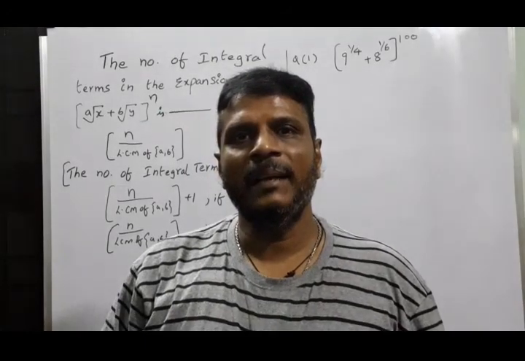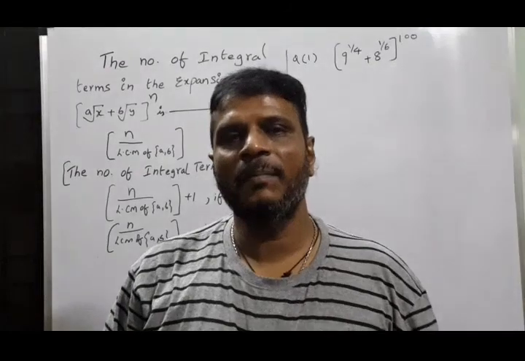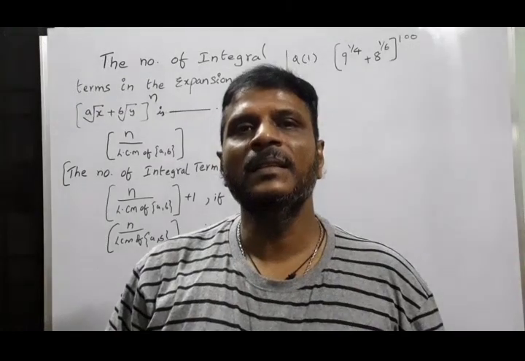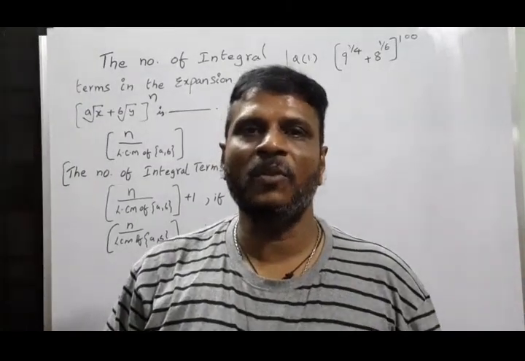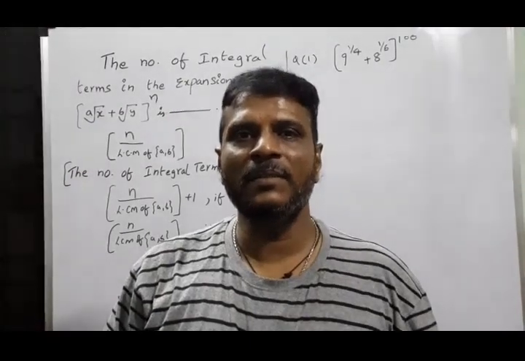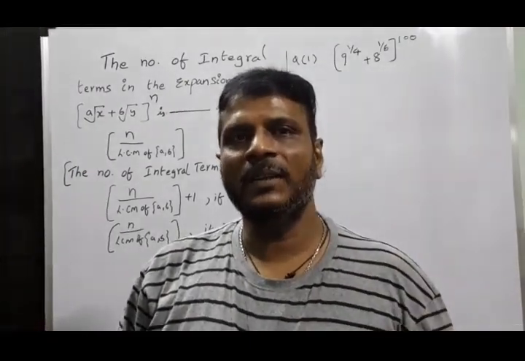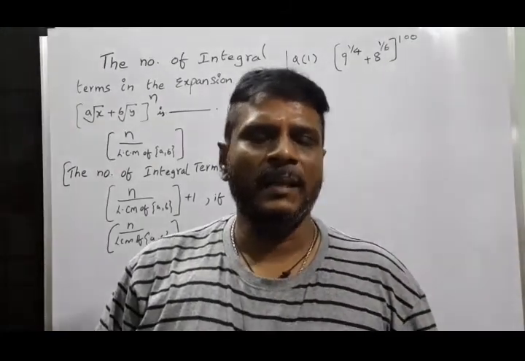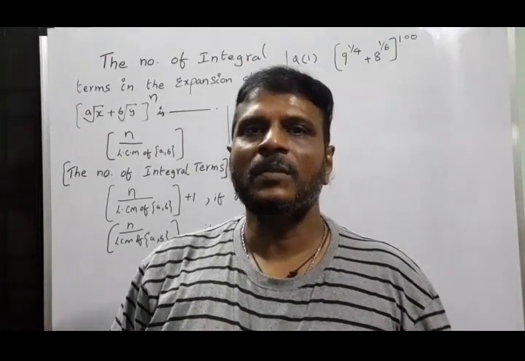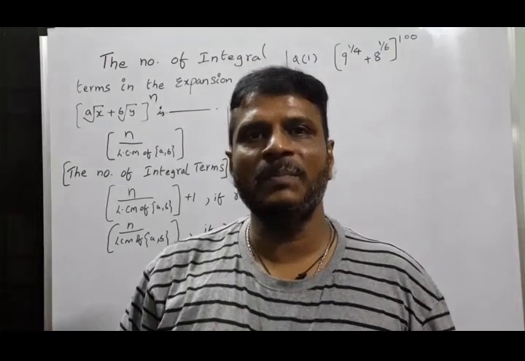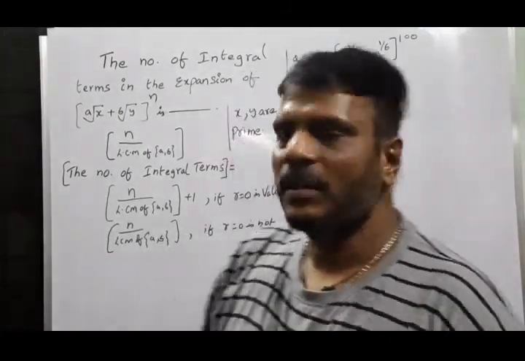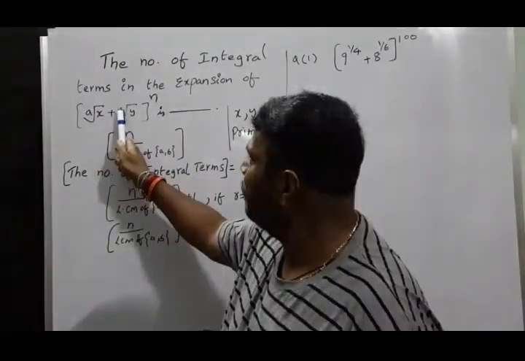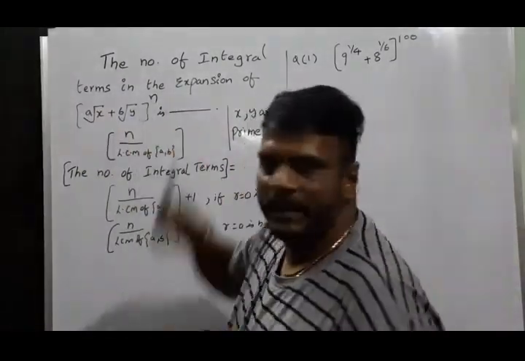Now I am explaining how to solve this type of questions. Many students are confused by them, so I will give an easy formula to solve them. I am explaining two example questions using that simple formula. Now take this: (a√x + b√y)^n.